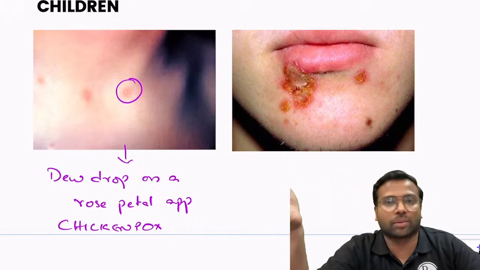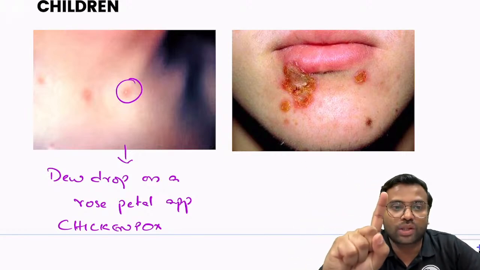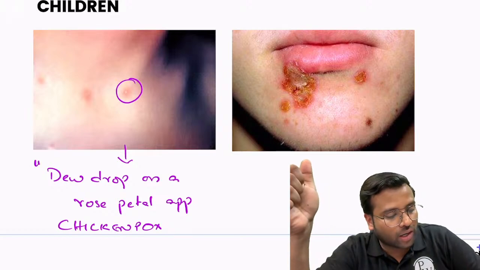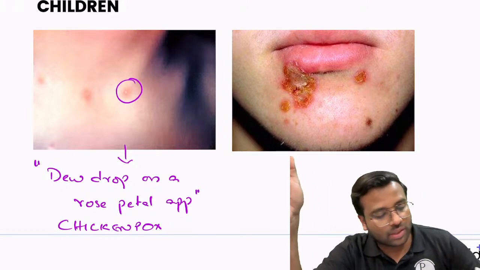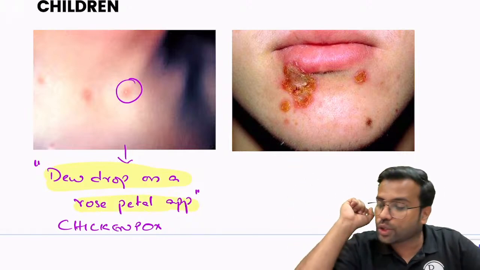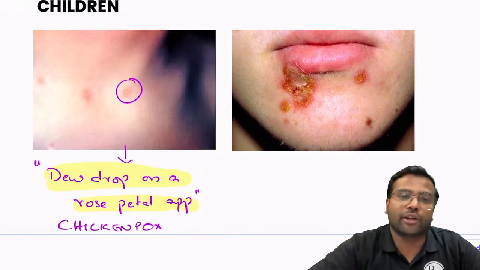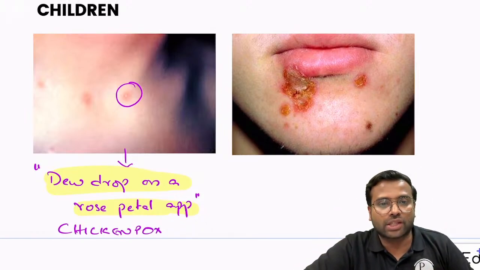Think about chickenpox the moment you see one good vesicle which looks like a dewdrop on a rose petal appearance. It's very important. It's a very common question. A dewdrop on a rose petal appearance is seen in chickenpox or a varicella infection. Now I'll just move to the next image.